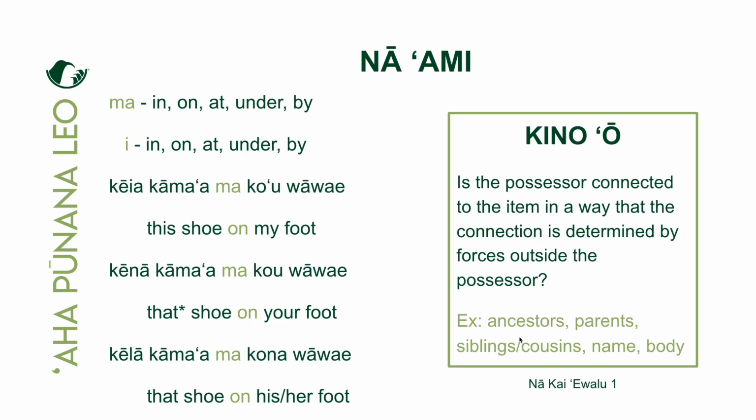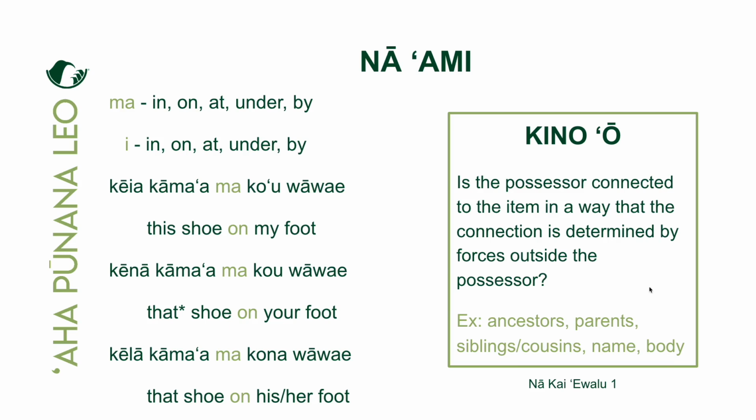Yeah, we saw that already with our ancestors, parents, siblings, cousins in the relationship generation thing, right? Between kino o and kino a. But that falls under this larger question of, is that connection determined by someone other than me? If I'm the focus, is that connection determined by someone other than me? I did not determine my kupuna, my parents, my siblings, and my cousins, no matter how much I love all of these people, right? Not my name, and my body is my body.